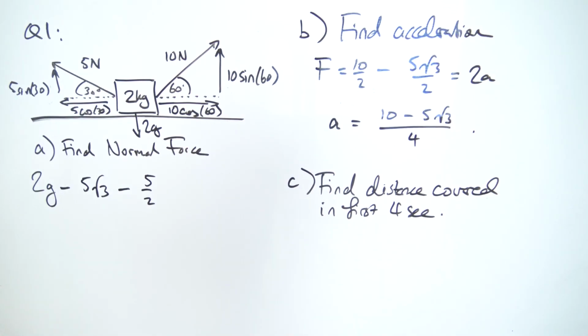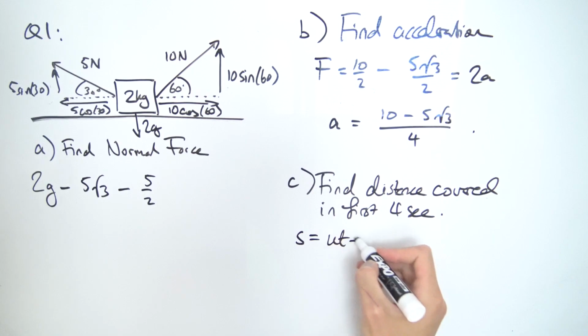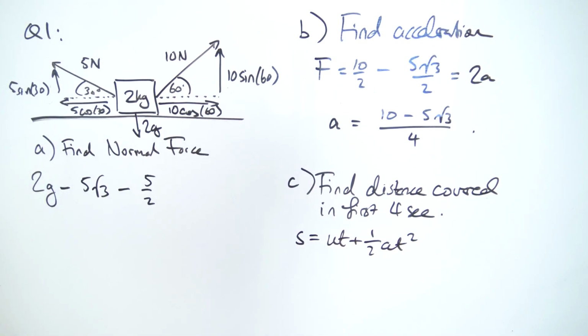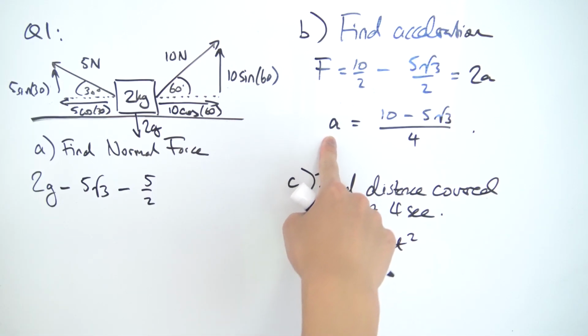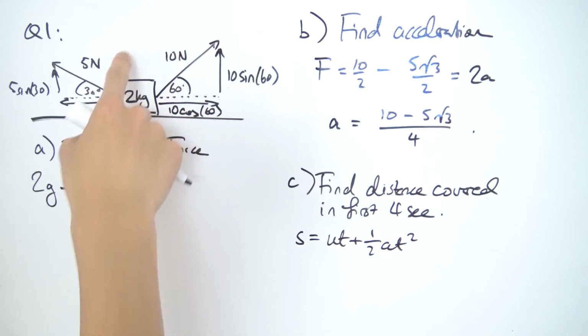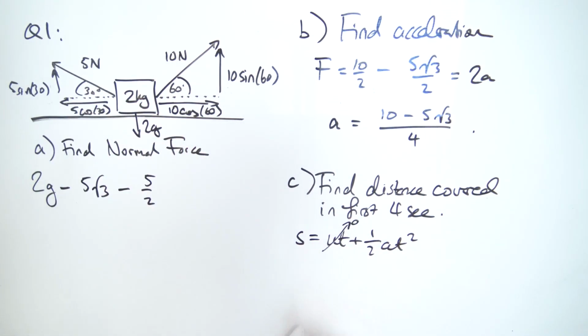And now we have to find the distance covered in the first 4 seconds. Let's see. We're going to be using a bit of suvat. So s equals ut plus 1/2 at squared. That's one of the suvat equations. Because we know what acceleration is, we actually know what initial velocity is. This block starts from rest, it says in the question. So if this starts from rest, u is 0. And we know what the time is. It's the first 4 seconds.